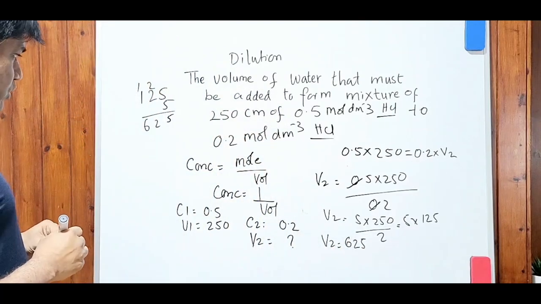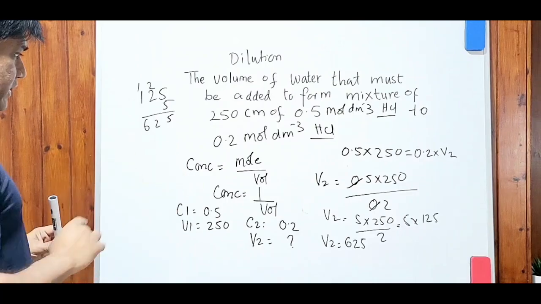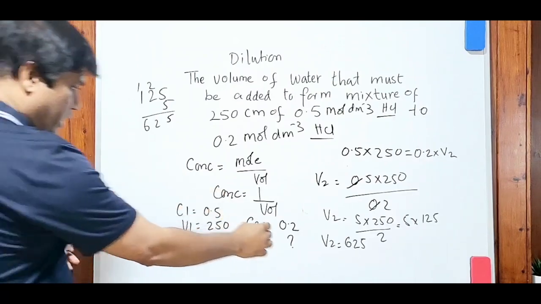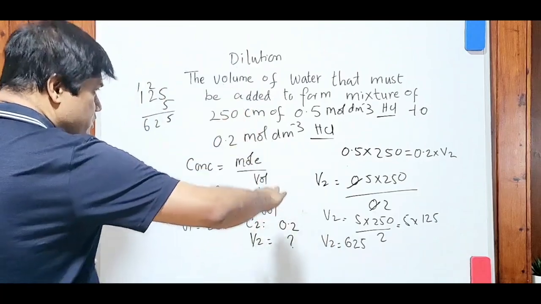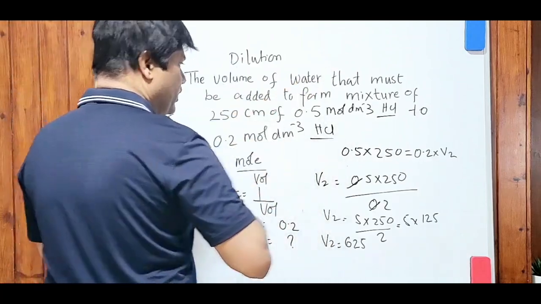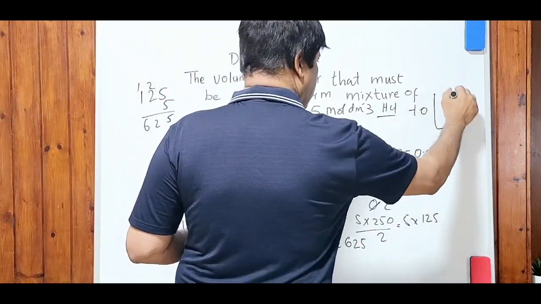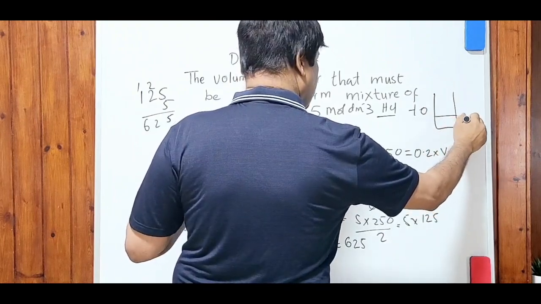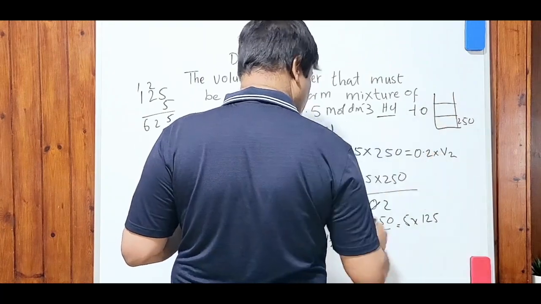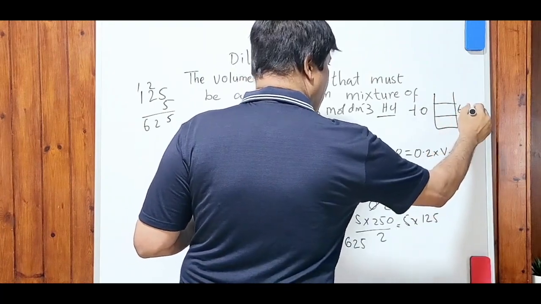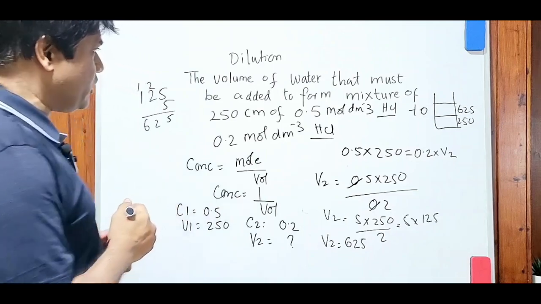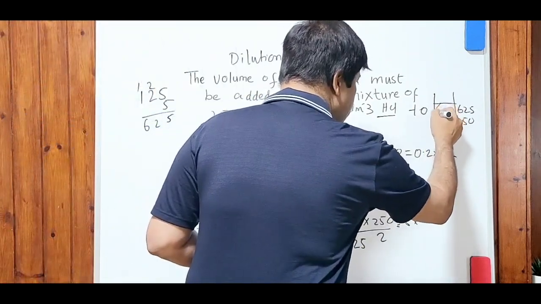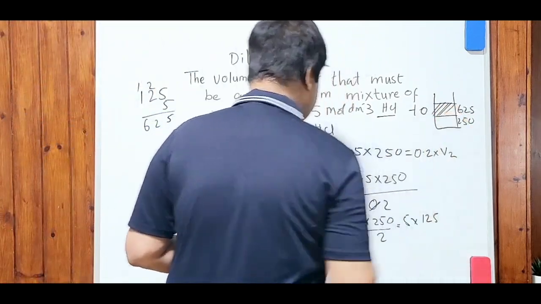I want to work out the volume of the water added. This is not the volume of the water added. This is V2. Look at that picture. We have a volume which is 250 and the final volume of 625. How can we work out the volume of the water added? So this much is the volume of the water added.